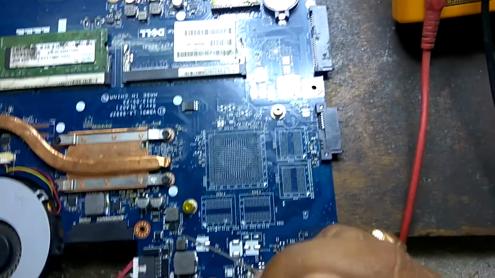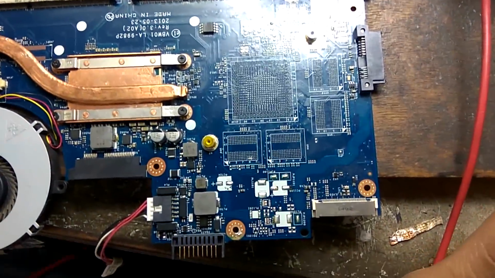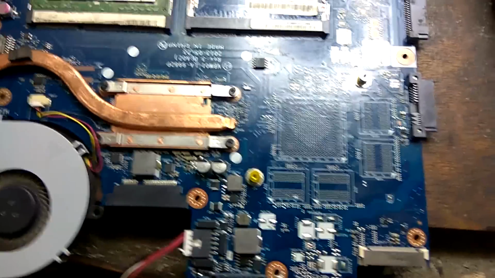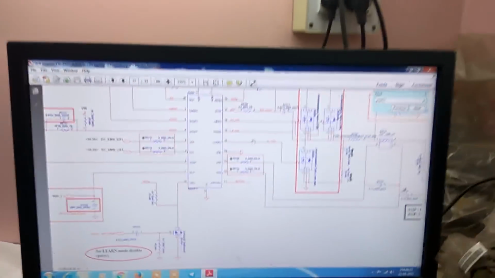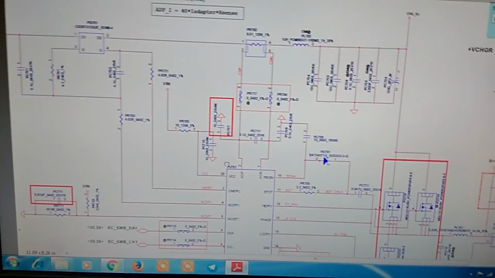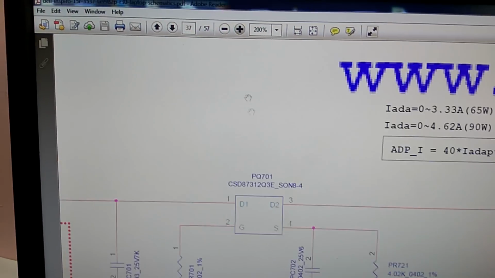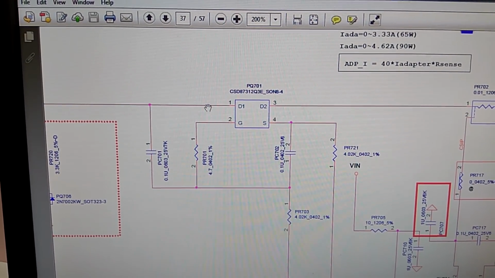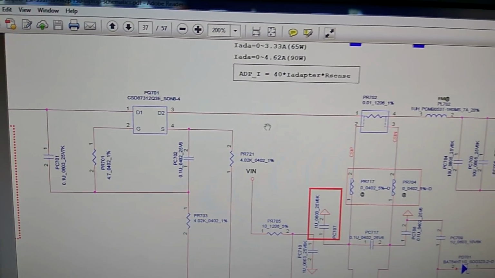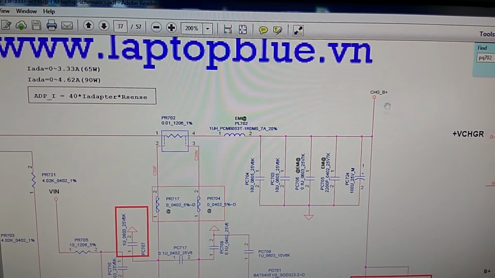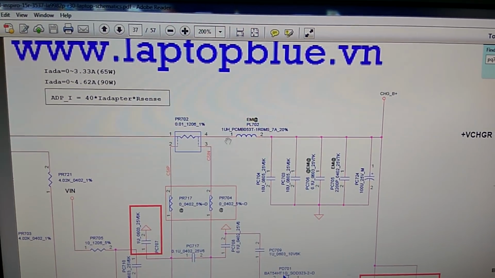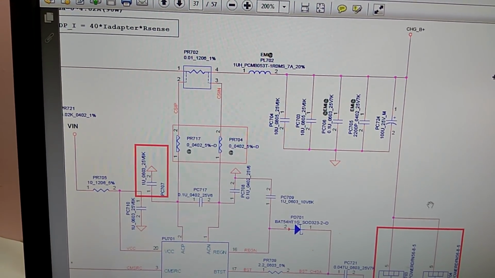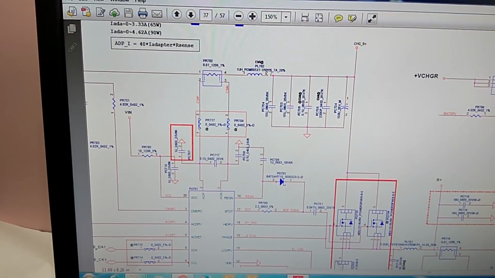Now we open the schematic and check where B plus is generating. It's PQ701, so we start from PQ701. This is the schematic of this MBD. As we know, pin 1 has 19 volt and pin 3 has 19 volt. This one is the charge B plus line, with PC724 at the end, and PL702. Now we check voltages at PL702 first.